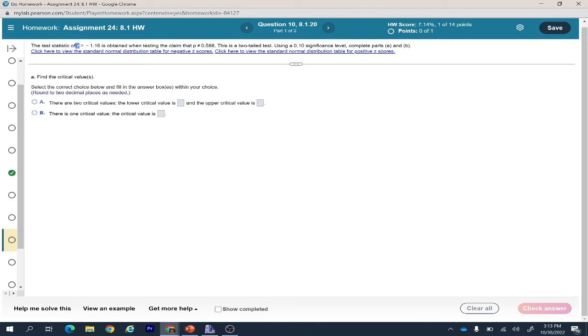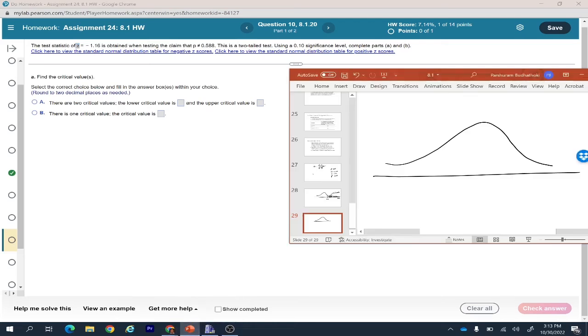A test statistic of z-score negative 1.16 is obtained when testing the claim that the proportion is not equal to 0.588. This is a two-tailed test. We know that the significance level is 10%; complete parts A and B. If the significance level is 0.10, that means because it's a two-tailed test, we have to find the area under the curve such that the area in each tail is 0.05. So we can do that.